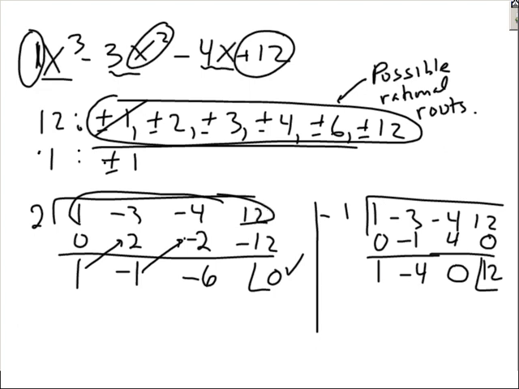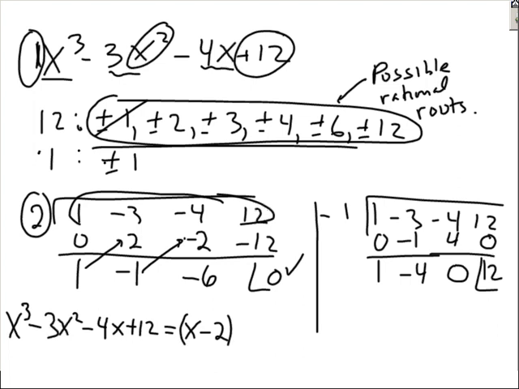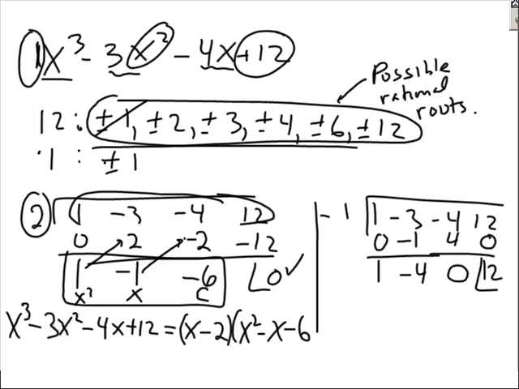Okay. Now, this tells us that the top line, x cubed minus 3x squared minus 4x plus 12, is equal to x minus this number. x minus 2 must be a factor. The other factor comes from right here: 1x squared minus 1x minus 6.